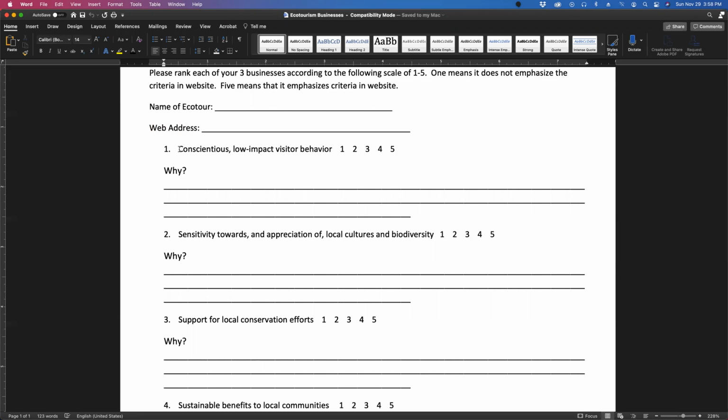First, you're going to be answering things on what's called a Likert scale, which is a scale of 1 to 5. 1 means not at all, 5 means a lot. So, are they focused on low impact visitor behavior? Once you've found your eco tour, you're going to go all over their website, look at reviews, and learn. You're going to have to answer this question: do you believe they focus on low impact visitor behavior?